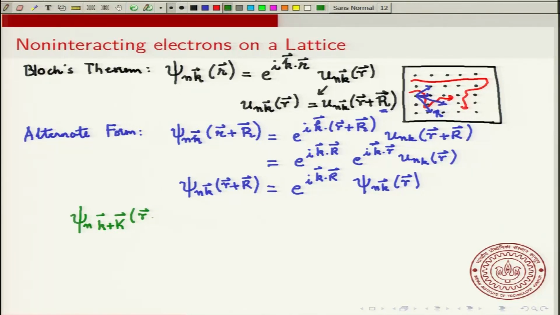So let me ask the question, what is psi n k plus capital K of r plus r? Okay. So now from this form of Bloch's theorem, this can be written as e to the i (k plus capital K) dot r times psi n, k plus capital K of r.